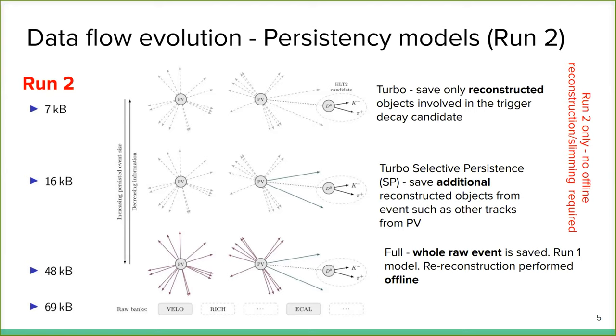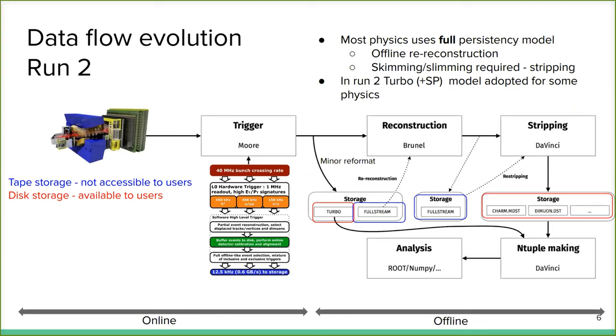And then at the other extreme, we have what we know as the full stream, where we save the whole raw event. This was actually the only thing we had in Run 1. So all the Run 1 analyses used the full stream, where we save the entire raw event. Now in Run 2, most of the physics did use this full persistency model. And because we're saving the raw event, the raw data came out of the trigger and needed to be reconstructed offline.